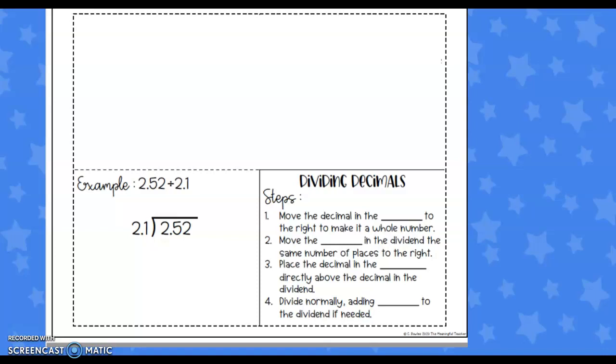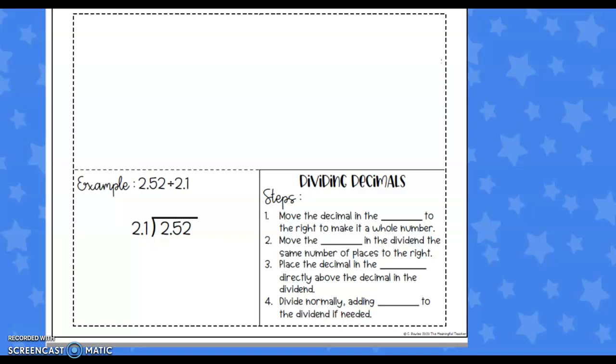In today's lesson, we will be dividing decimals. Please make sure you are writing down the notes on the notes page provided. Today, we'll be dividing 2 and 52/100ths divided by 2.1 or 2 and 1/10.